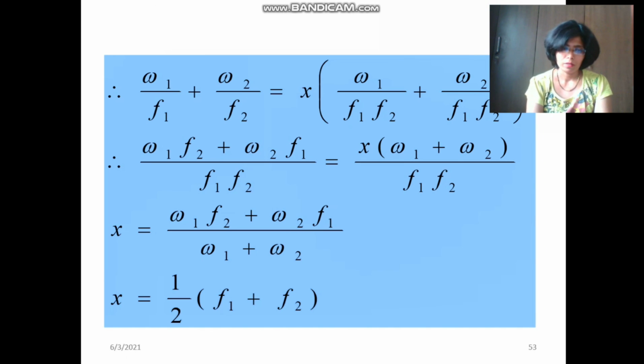Now we have to find its LCM. So (omega 1 f2 plus omega 2 f1) upon f1 f2 is equal to x upon f1 f2 times (omega 1 plus omega 2). As we want the value of x, after rearranging the terms, x is equal to (omega 1 f2 plus omega 2 f1) upon (omega 1 plus omega 2). Now if the lenses are made of the same material, then omega 1 is equal to omega 2 is equal to omega, and this equation becomes x is equal to 1 upon 2 times (f1 plus f2).